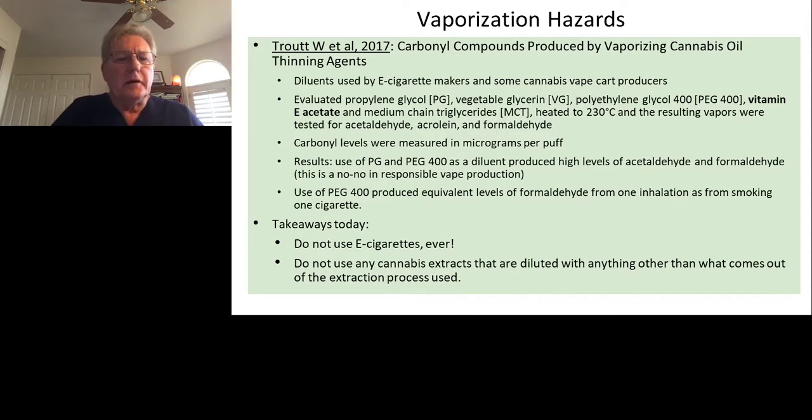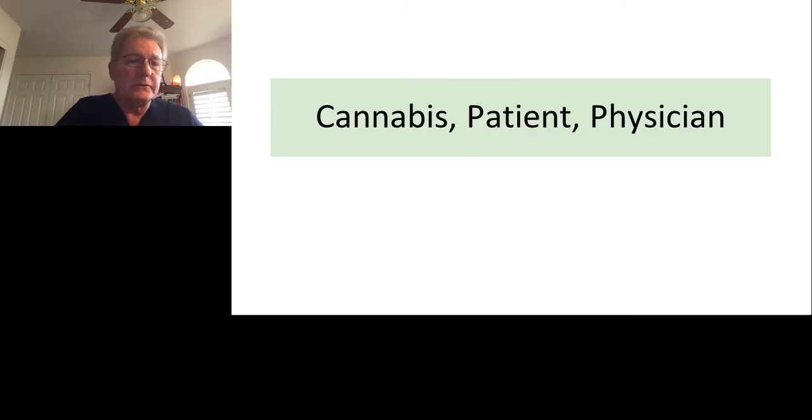So bottom line is, never smoke an e-cigarette, don't use flavoring agents to inhale, and don't ever expose yourself to a cannabis extract that's vaporized. And what's really good about regulated markets today is that none of the products that you find in a dispensary today, unlike what's found in the black market, have diluents that can cause these problems.